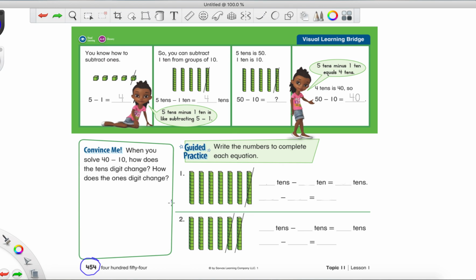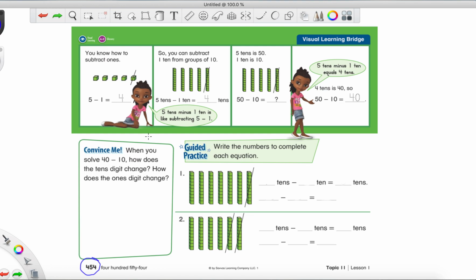Alright, make sure you're on the next page. Make sure you turned the page and you should see this little girl up top, and she is using some 1s cubes and some 10s towers to solve some math problems. And the page number we're on now is page 454.